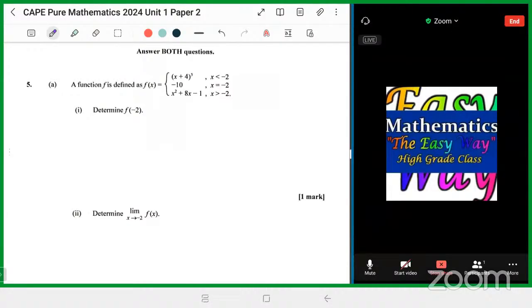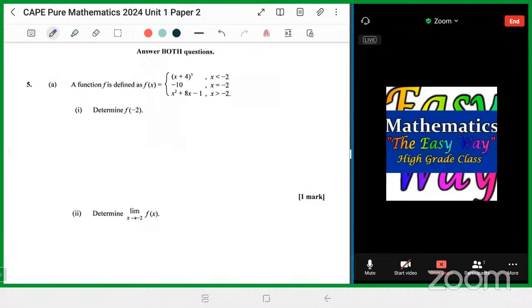Okay, last question. Already done number 6. I'm finishing off this 2024 Unit 1 Pure Maths paper. Number 5, and then I'll go.